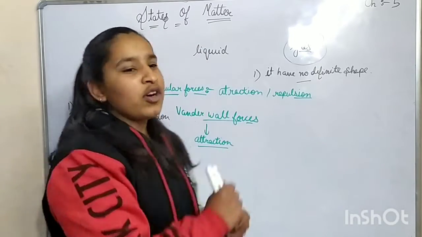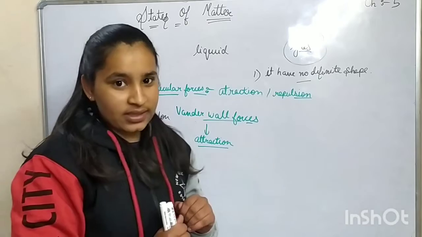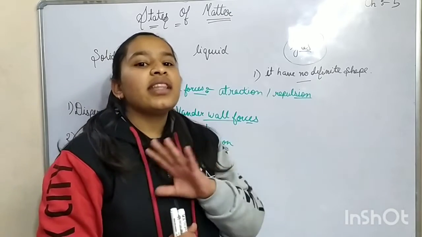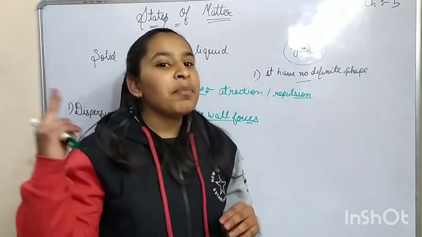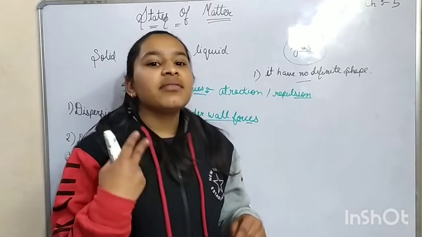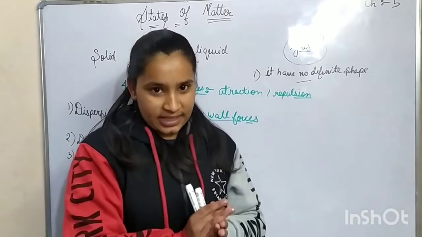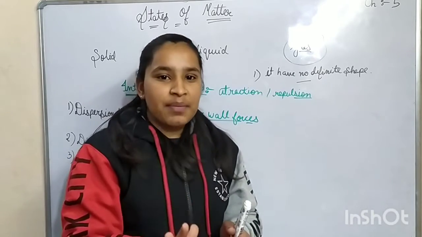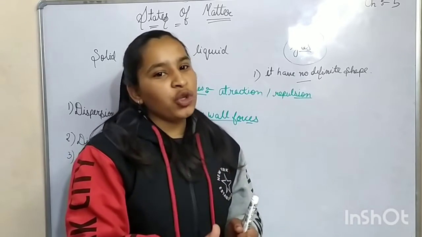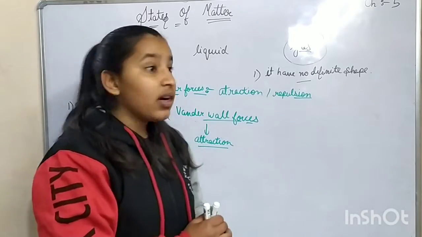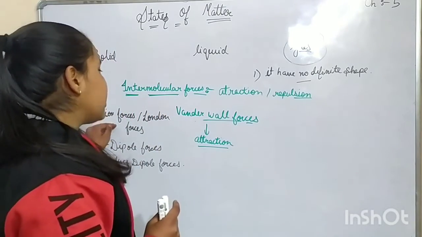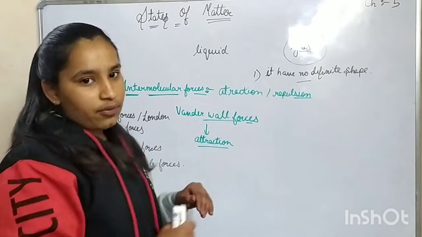So this type of force is called dispersion forces, because in this they have no permanent habit of studying, but under the pressure of exams they are taking interest in studies, and when the exams are completed, they will again throw their books and will not study. So this is temporary behavior. This type of force is called dispersion forces or London forces.